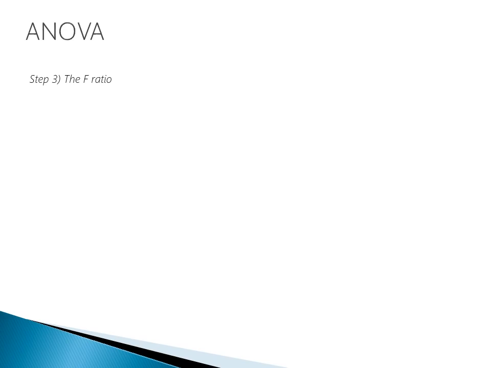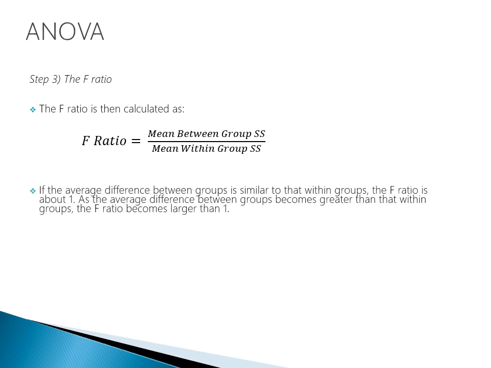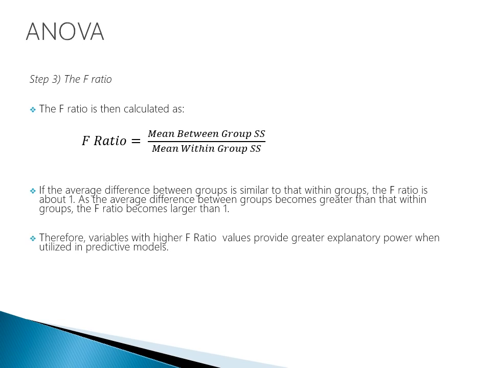The next step of our ANOVA process is the calculation of the F ratio. The F ratio is calculated as the mean between group sum of squares divided by the mean within group sum of squares. If the average difference between groups is similar to that within groups, the F ratio is about 1. As the average difference between groups becomes greater than that within groups, the F ratio becomes larger than 1. Therefore, variables with higher F ratio values provide greater explanatory power when utilized in predictive models.